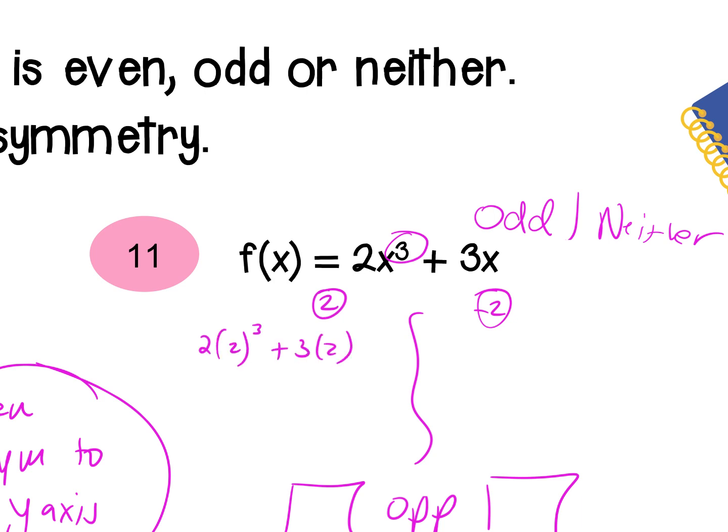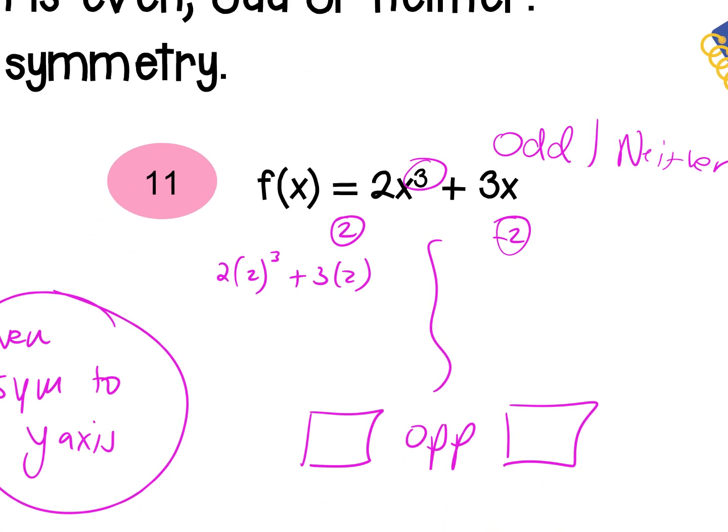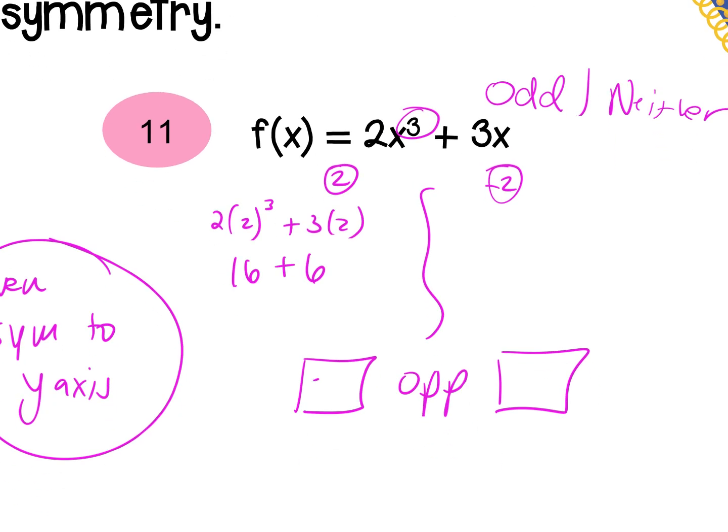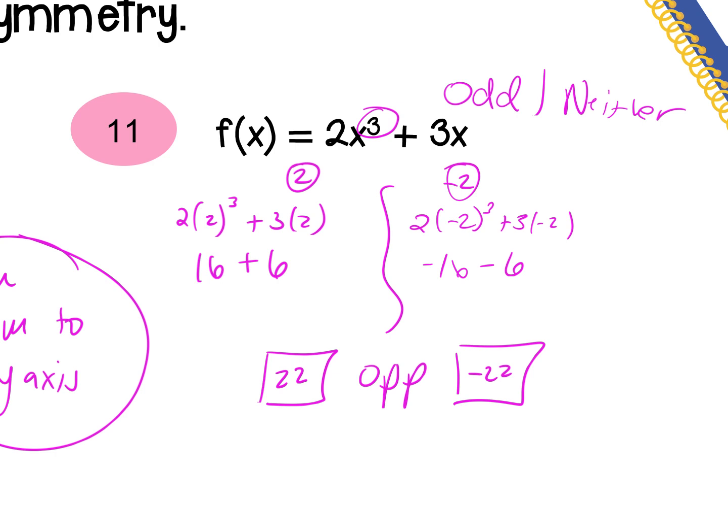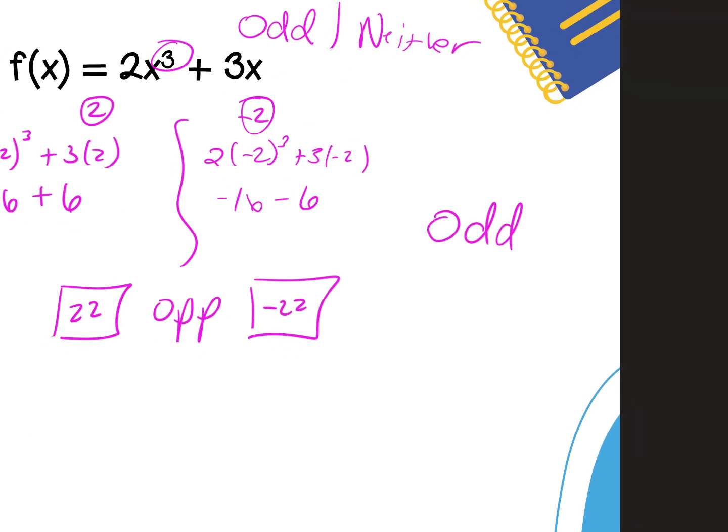So 2 cubed is 8 times 2 is 16 plus 6. What's 16 plus 6? 22. Good. So 2 times -2 cubed plus 3 times -2. -2 cubed is -8, right? Times 2 is -16. Minus 6 is what? -22. Are those exact opposites of each other? Good. So this is an odd function, and it's symmetric to what? Good.